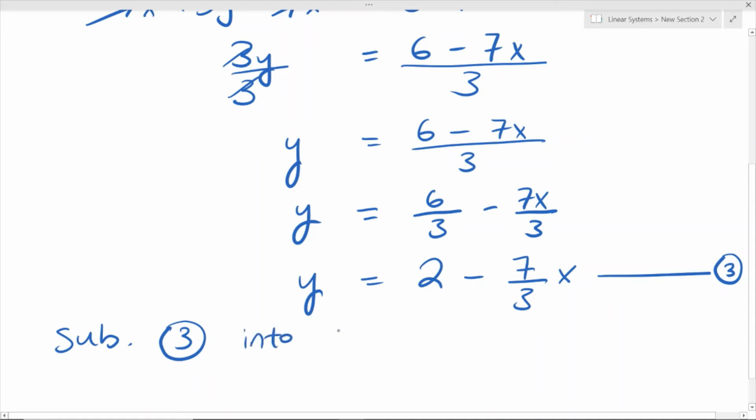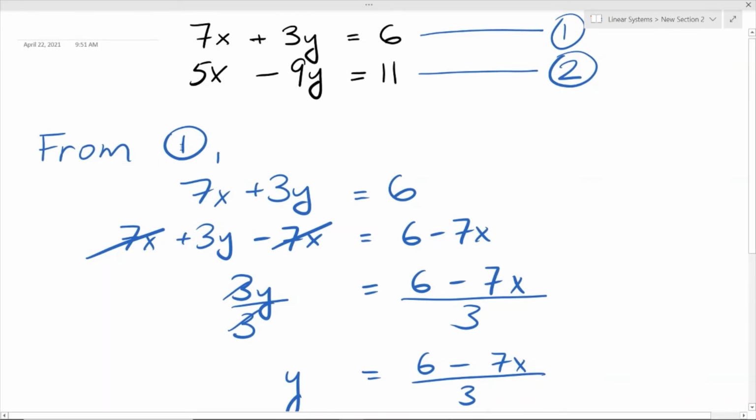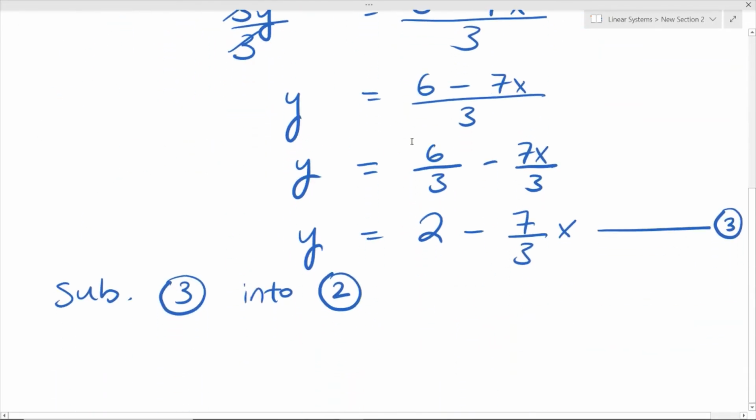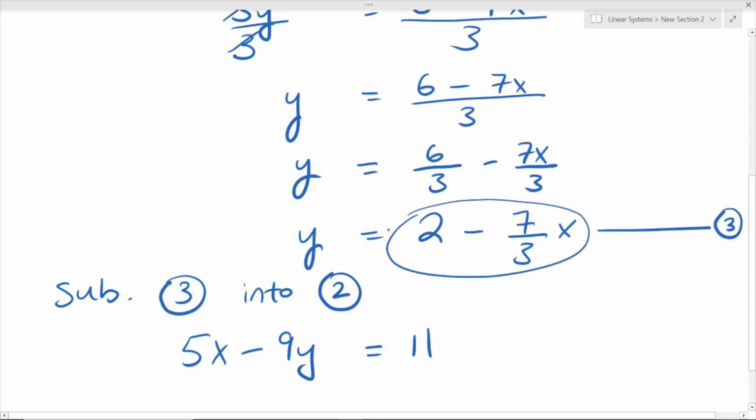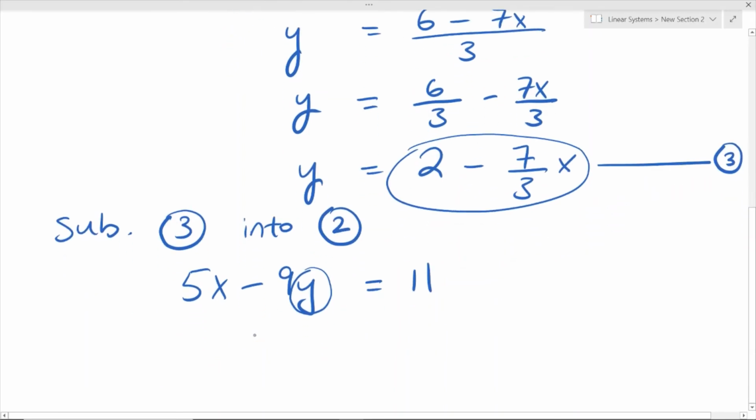So sub 3 into equation 2. And let's copy equation 2. So I'm just going to copy this whole thing here. 5x minus 9y equals 11. And I'm going to substitute this right here. It's y equals this. So I'm going to plug it into the y.